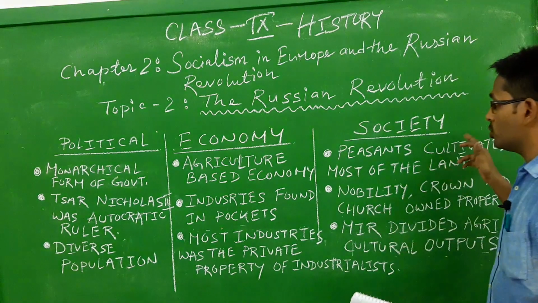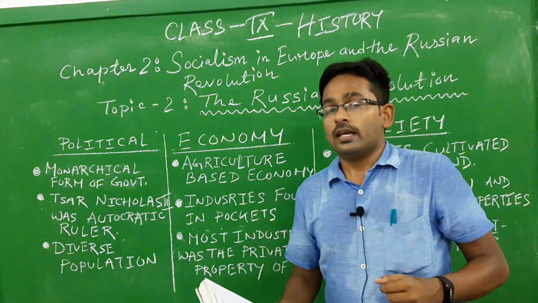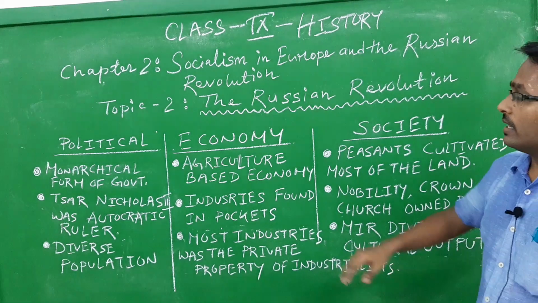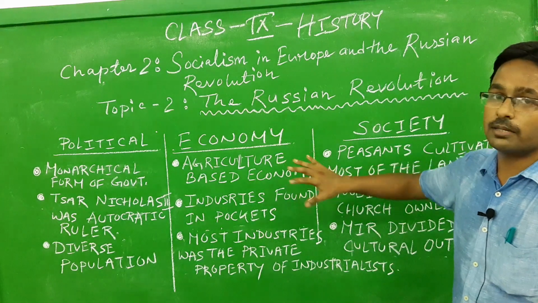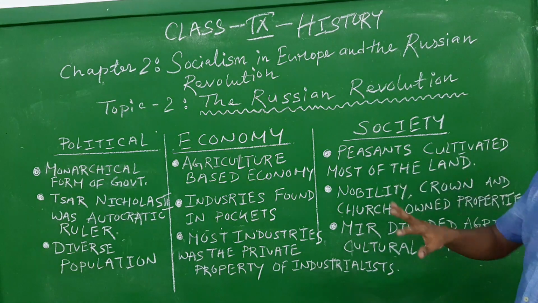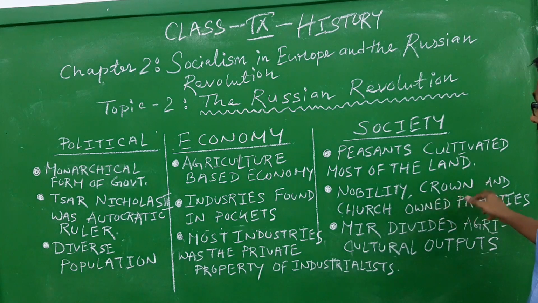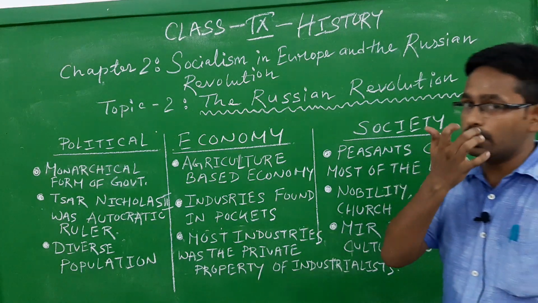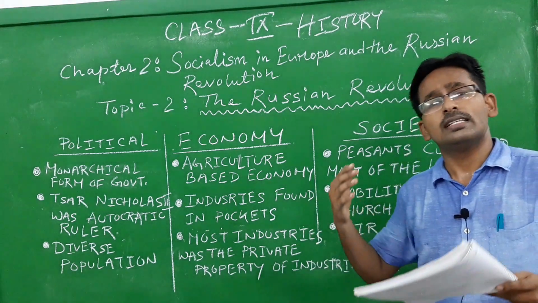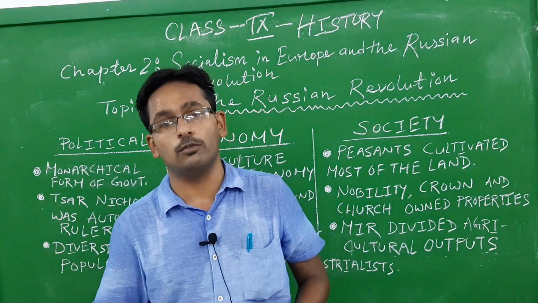Okay, next, the social condition of Russia. Basically I told you that Russia was an agriculture-based economy, right? So peasants cultivated most of the land, and the nobility, crown and church owned the properties. That means the landed property is owned by these groups. So this is just the same situation as France before the revolution.